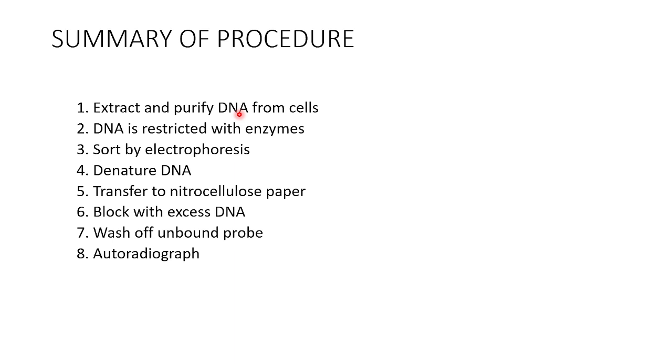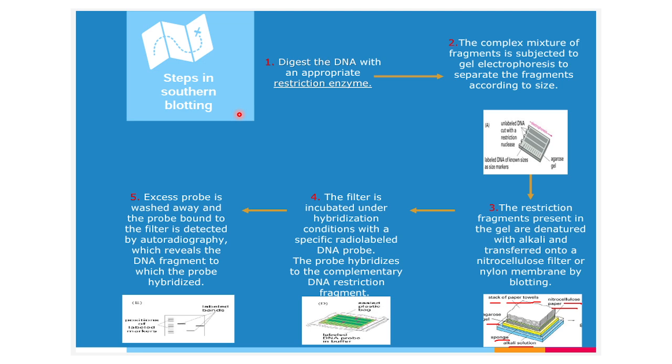So in summary, what we have done is in 8 steps. First is extraction and purification of DNA from the cells, restriction of the DNA with the different restriction enzymes and all. Then we carry out the agarose gel electrophoresis, denaturation of the DNA, then the transfer process, blocking of the excess DNA, washing of the unbound probe, and finally the detection technique.